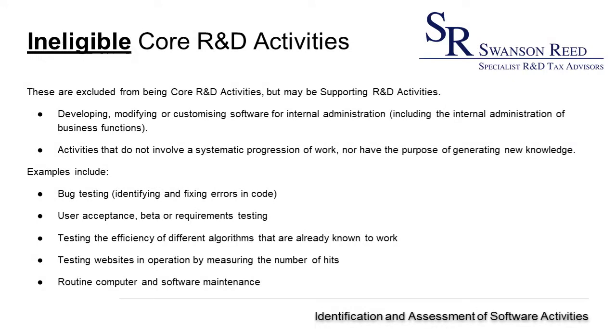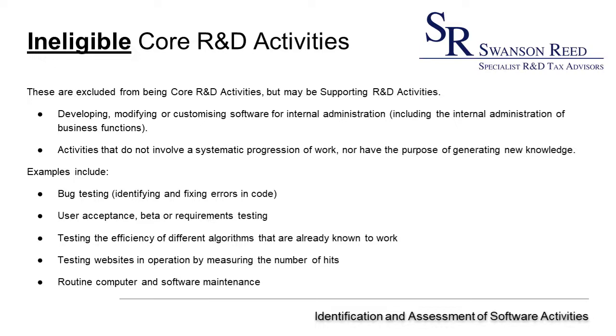It's also important to note that there are a list of activities specifically excluded from being core R&D activities. These, however, may be supporting R&D activities if they're directly related to one or more core R&D activities, and they're undertaken for the dominant purpose of supporting core R&D activities. Developing, modifying, or customizing software for the dominant purpose of use in an R&D company's own internal administration is excluded from being registered as core R&D activity.